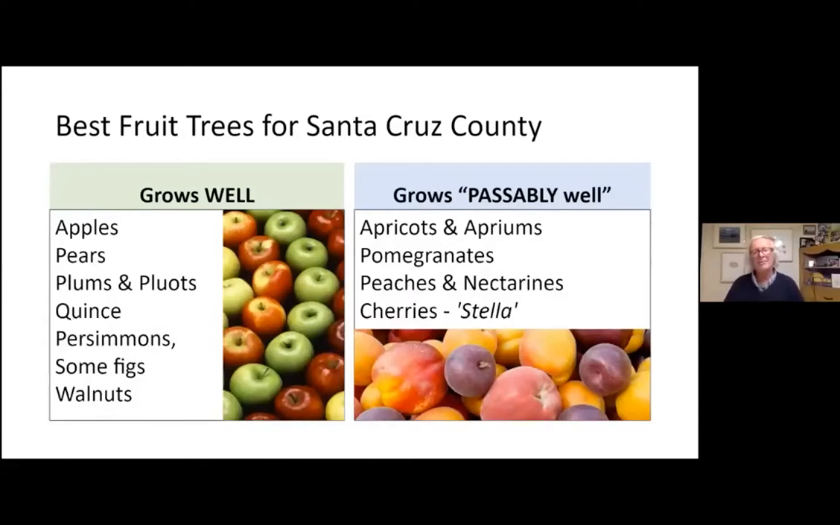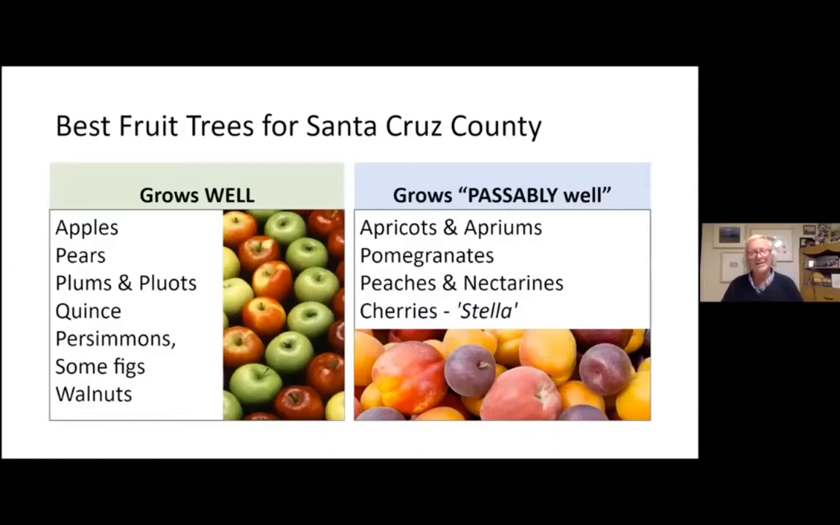What grows passably well in Santa Cruz? Apricots and apriums. You get a crop 1 in 5 years. Pomegranates, you'll get some fruit and they'll be all right, but not great. Peaches and nectarines grow great here. They fruit well, and often if we have reasonable summers, they'll get sweet as all get out, but they are extremely subject to a leaf fungus called peach leaf curl, to the point where the tree can totally defoliate. It'll refoliate, but it takes a toll on the tree. And cherries just don't do well here.